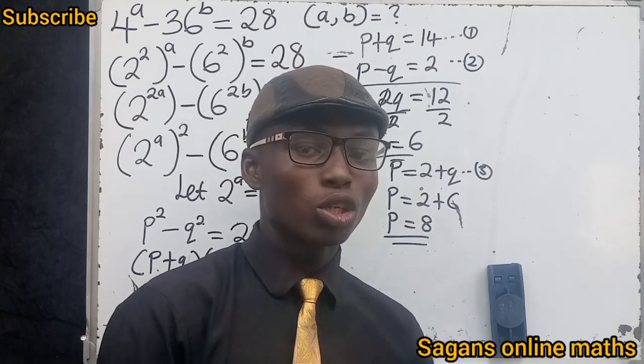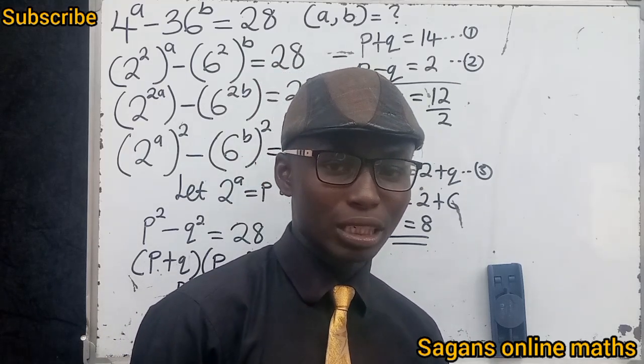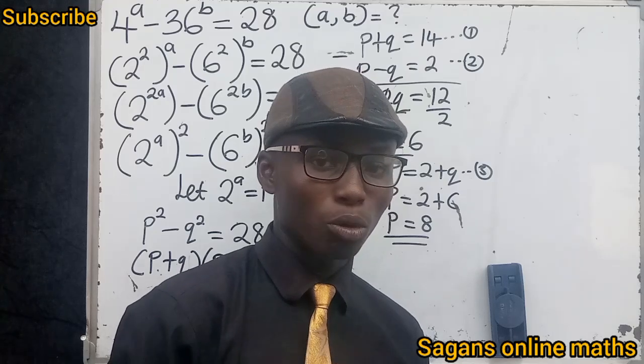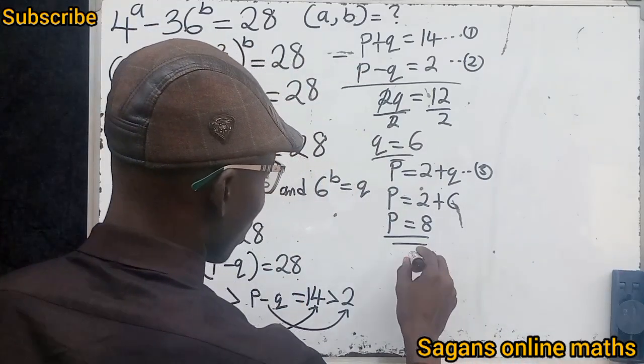But remember, we are not asked to solve for p and q. We are asked to find the value of a and b. Why are we doing this? We are doing this so that this problem can be easily solvable.